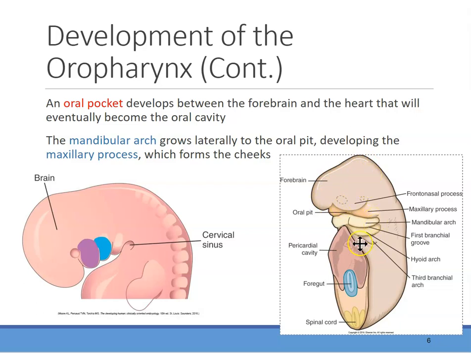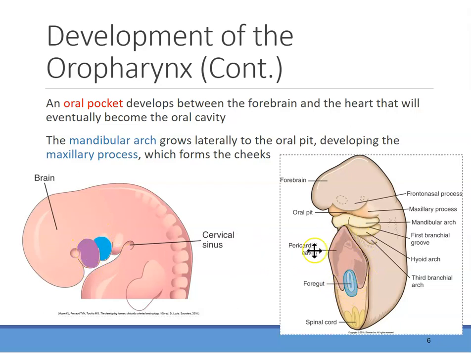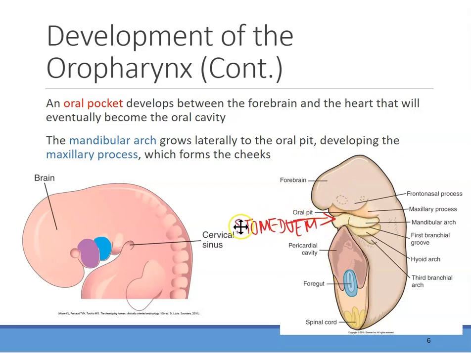And then this is the heart. Okay, so that purple thing that we're looking at right here, that is the heart. The blue thing is the gut. The gut is like your digestive system, if you will. Now this area right here, which we said is the oral pit, is also known as the stomatodeum. So this area right here between the brain and the heart, known as an oral pit, is also known as a stomatodeum.